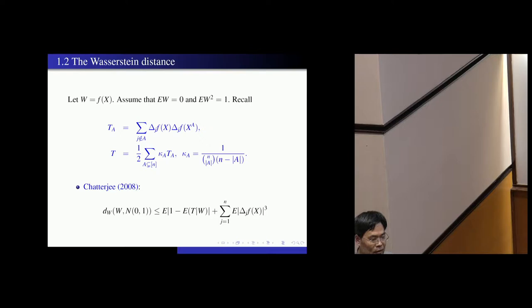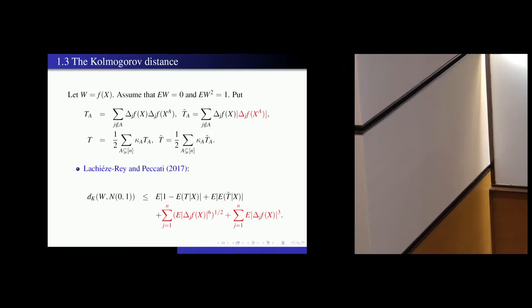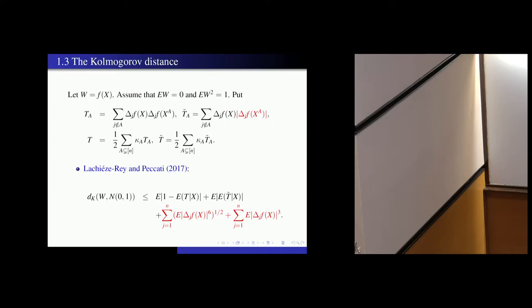Okay. And in 2017, sorry, I've always had a hard time pronouncing the names, Giovanni and his co-authors proved that. Raphael. Oh, Raphael, okay. They say we use the same notation as before, and they prove that the first term is the same, and the last term is the same as in the L1 distance.